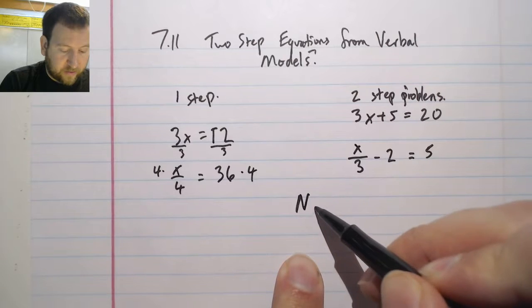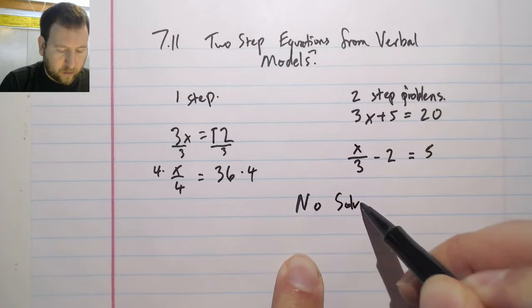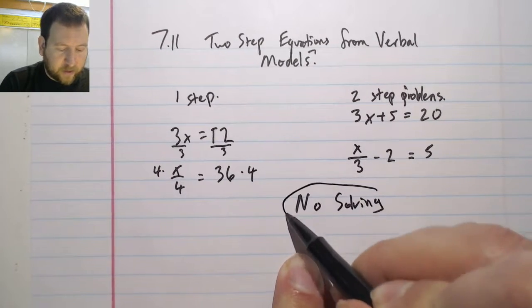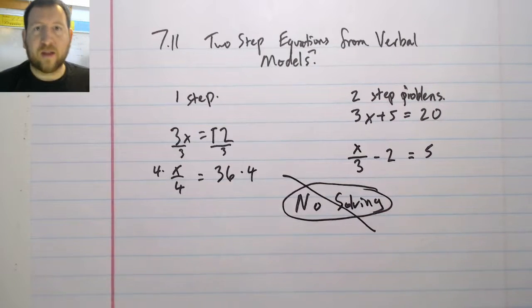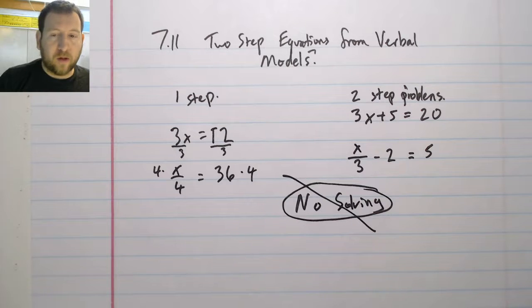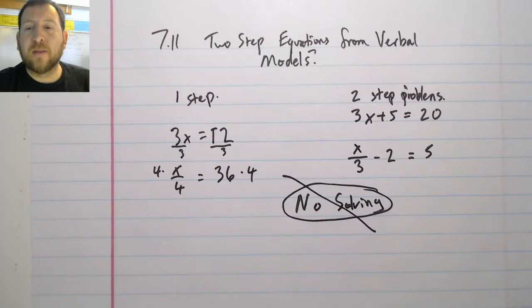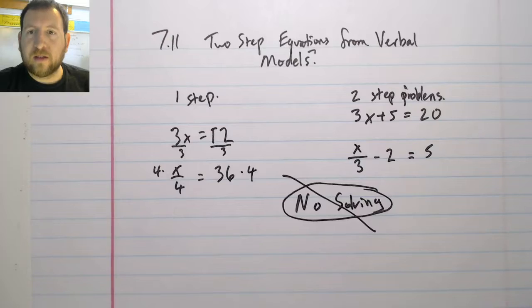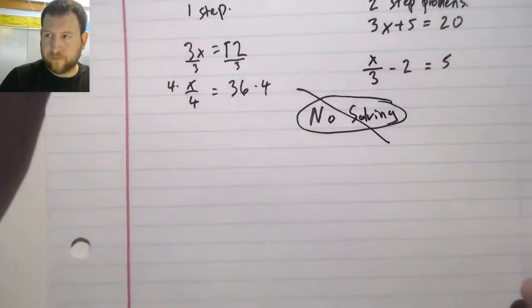And we're not going to be solving them today in this problem. So in this section, we're going to be simply starting like we did before with writing the equations from verbal models, okay? So let me give you a quick example. Let's take a look at this.